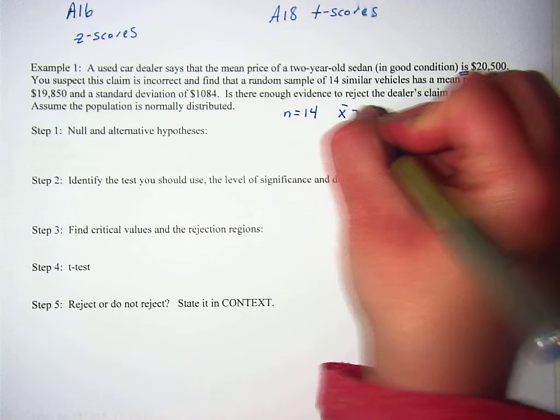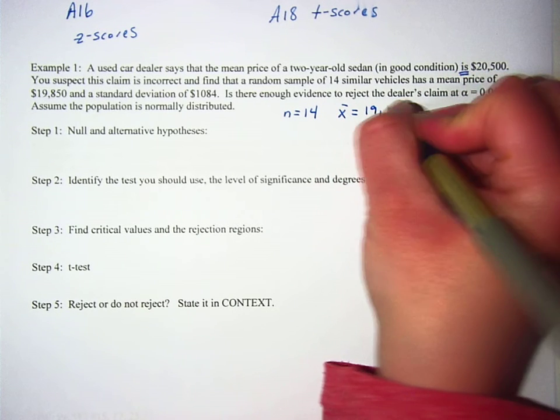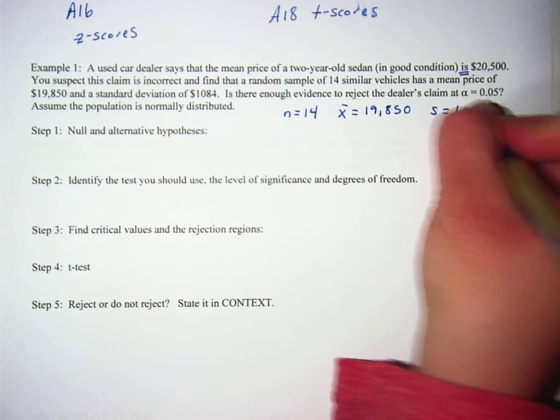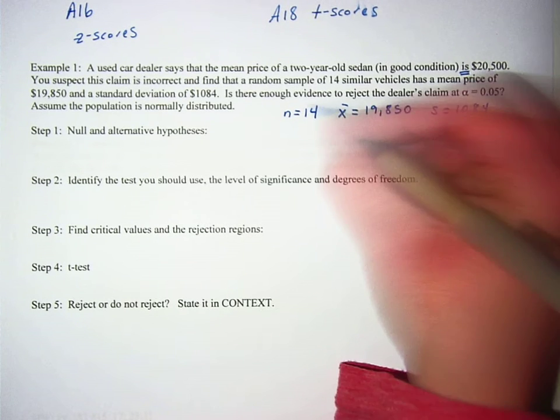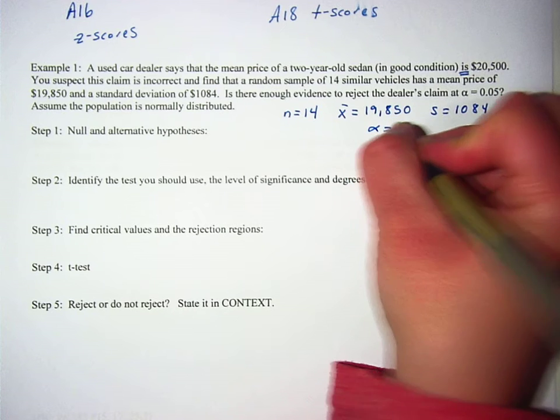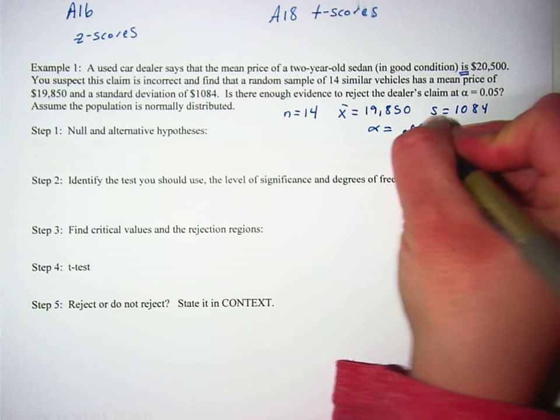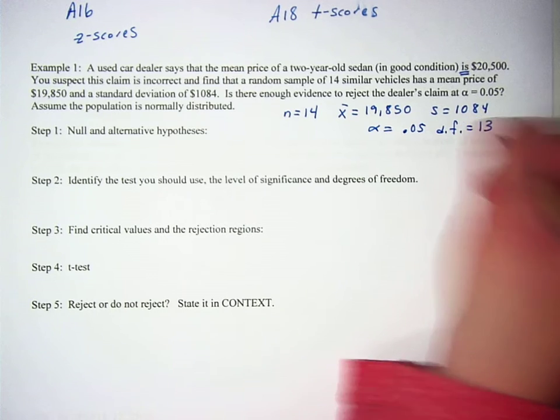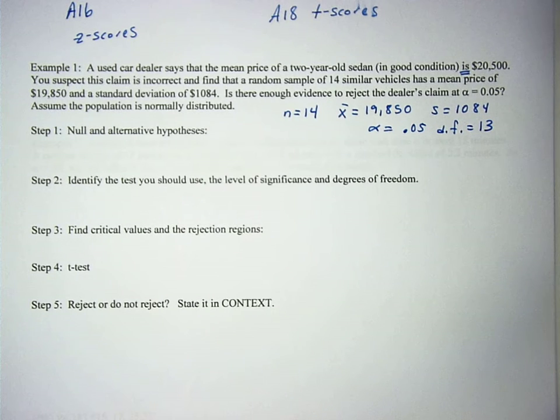The x bar, when they did that test, was $19,850. The sample standard deviation is $1,084. Alpha, that level of significance, is 0.05. Degree of freedom, which we will need for this. Remember, that's just n minus 1, so that's 13.